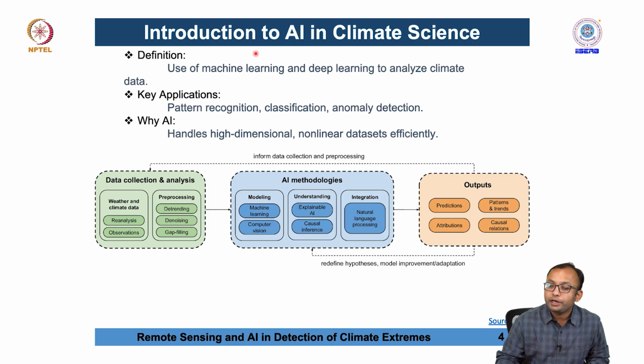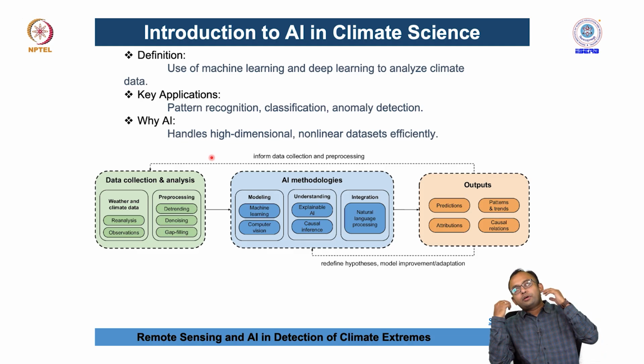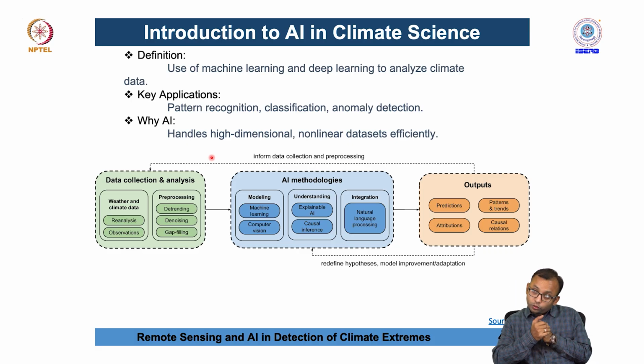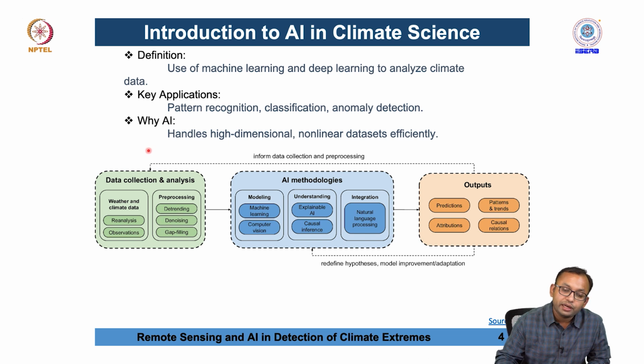Then, how do we introduce AI in climate science? We have talked about using machine learning and deep learning for climate data sets. We can do pattern recognition, classification, and anomaly detection, and we can handle the very high dimensionality of the data set. We can also detect non-linear behavior in the data very efficiently. For example, we can collect and analyze the data, look at the reanalysis products and the observational data sets, and do some detrending, denoising, and gap filling of that information.